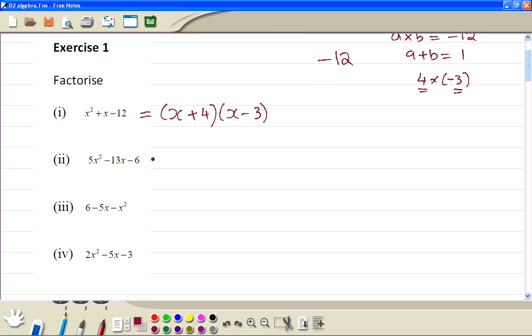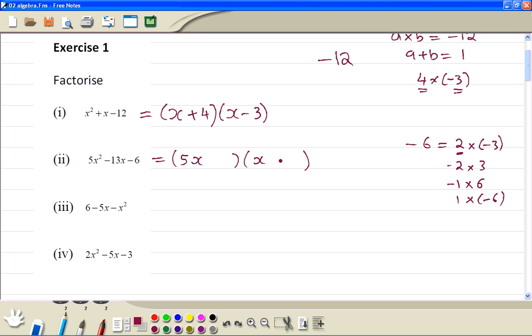Question 2. 5x squared we split into two parts, 5x and 1x. Now we're looking for factors of minus 6. So it could be 2 times minus 3, or minus 2 times 3, minus 1 times 6 or 1 times minus 6. So let's try this first pair.